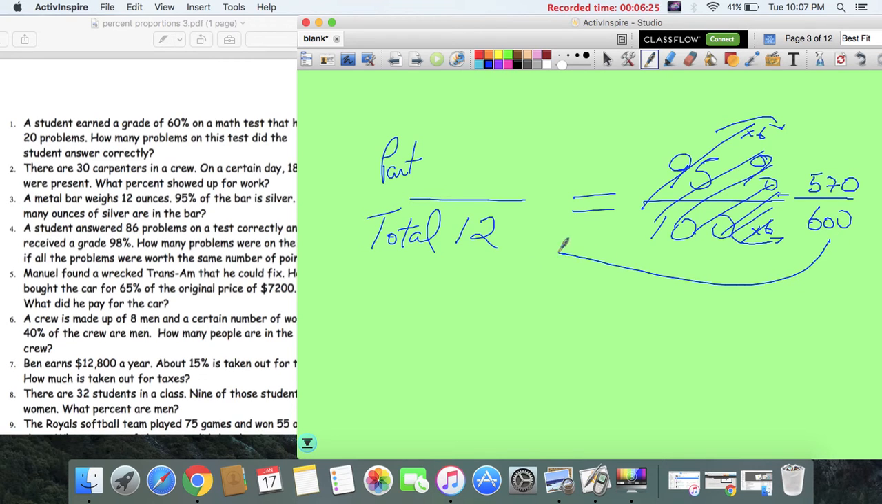Is there something that 600 divided by gives me 12? Yes, there is: 50. 600 divided by 50 gives me 12. So there is a relationship. I'm going to take the same thing on the top, 570, and divide it by 50, and I'm going to get whatever number. Give me 1 second. 570 divided by 50 is going to be 11.4. Feel free to use a calculator for this.